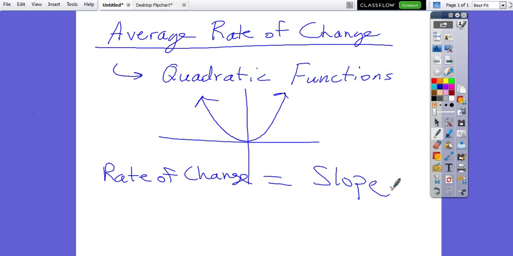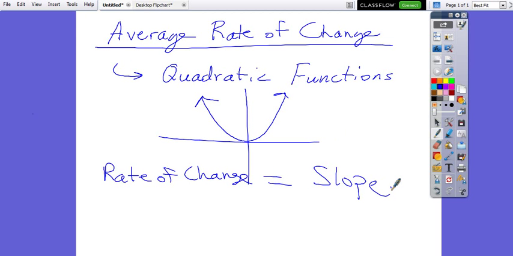So on your end of course test, when you see the phrase rate of change, it's talking about slope. So make sure you understand that. Don't get those confused. Now, if I look at this quadratic function, does it have the same slope everywhere? No. This quadratic function has a slope that's changing wherever you are on the graph. Between any two given points, your slopes are going to be different.